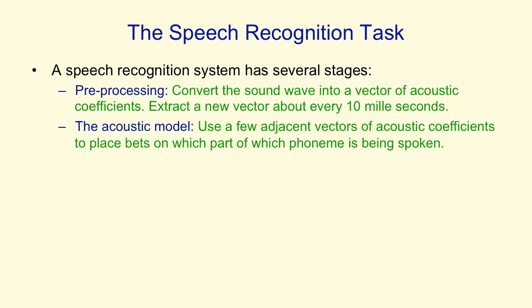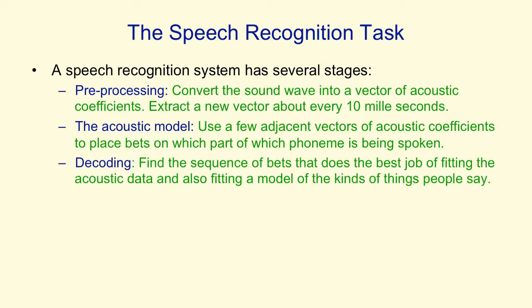A good speech recognition system will have many alternative models for a phoneme, and each model might have 3 different parts. So it might have many thousands of alternative fragments that it thinks this might be, and you have to place bets on all those thousands of alternatives. And then once you've placed those bets, you have a decoding stage that does the best job it can of using plausible bets, piecing them together into a sequence of bets that corresponds to the kinds of things that people say.